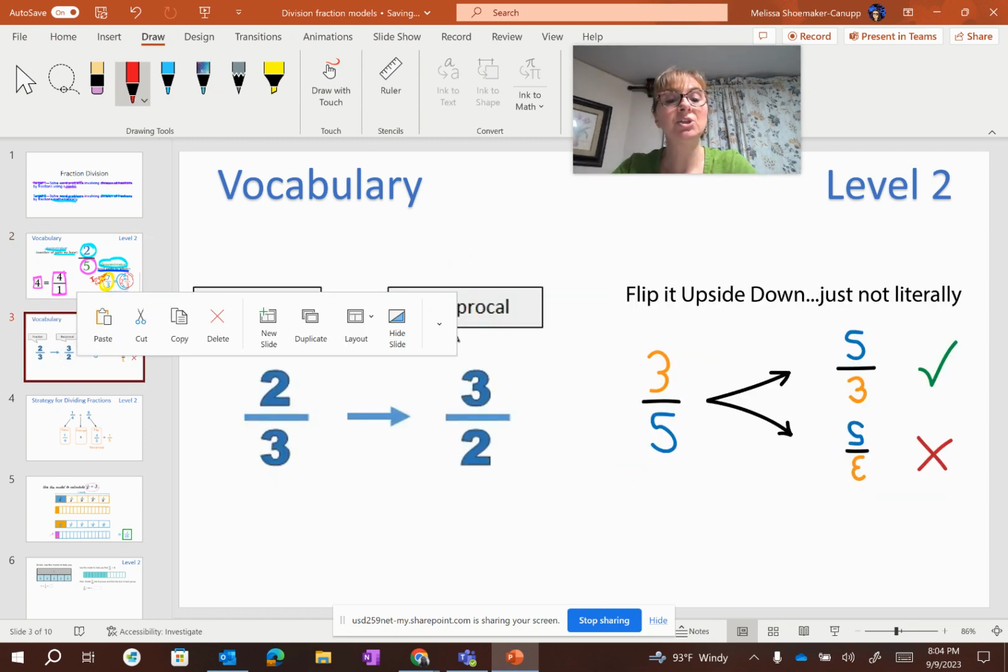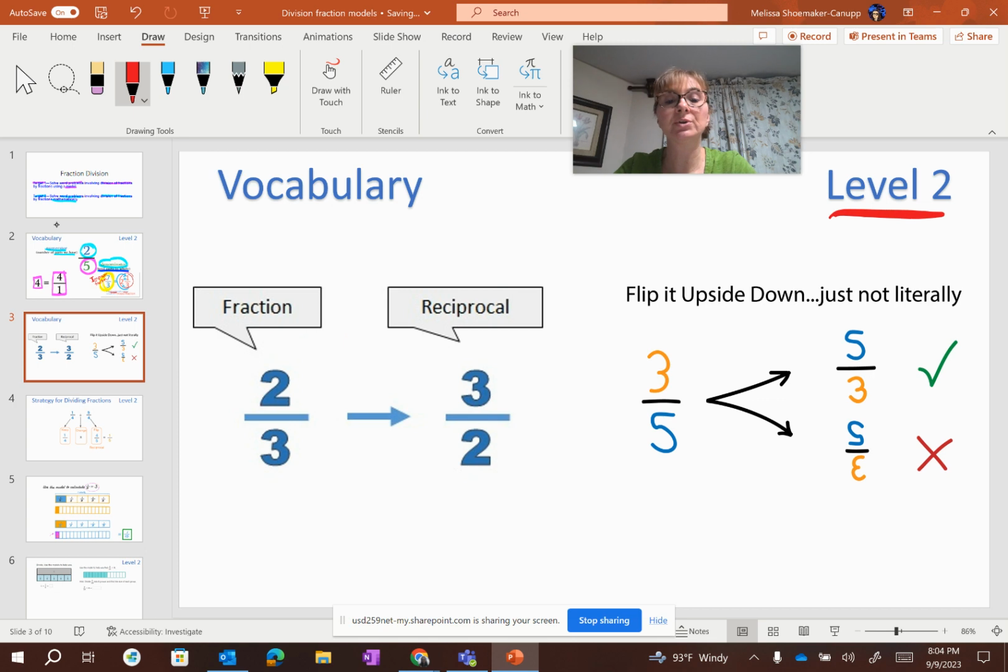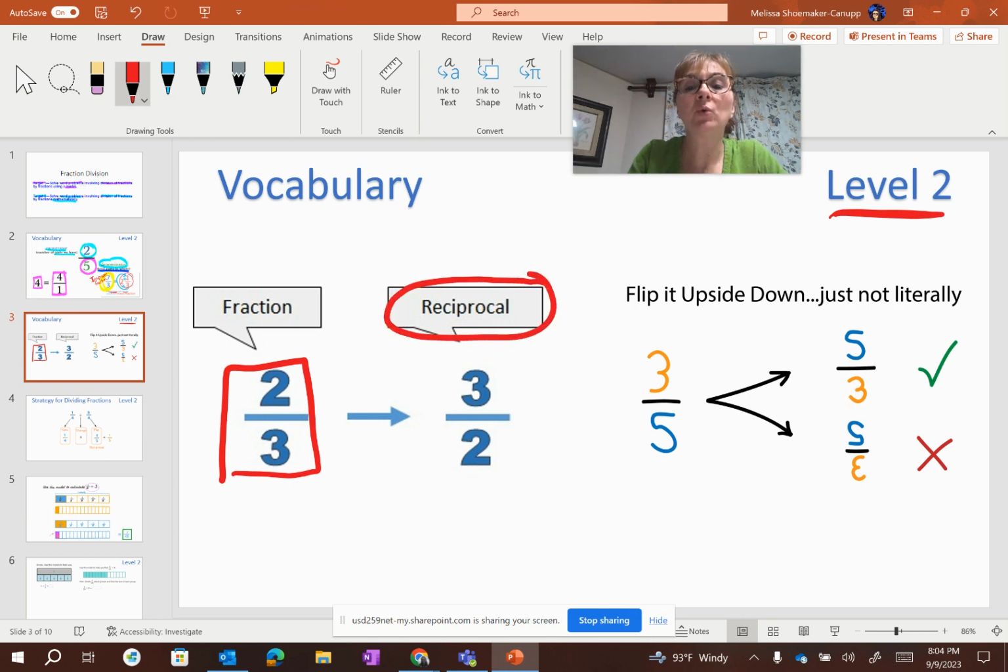Let's continue on with our level 2 words. Of course, we have a fraction. Building our vocabulary, what we need to know is that we can flip it upside down, and it's called the reciprocal. You might need to say that a couple of times to yourself. Reciprocal, reciprocal, reciprocal. You're going to hear that a lot.